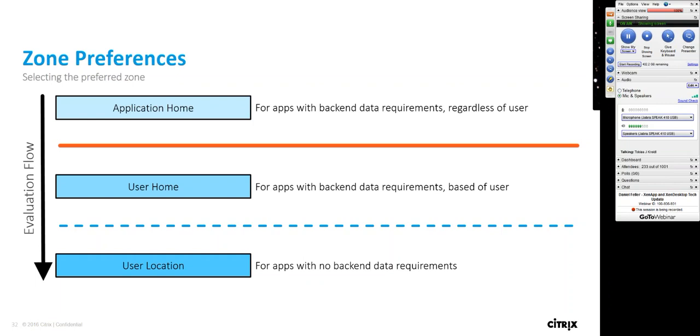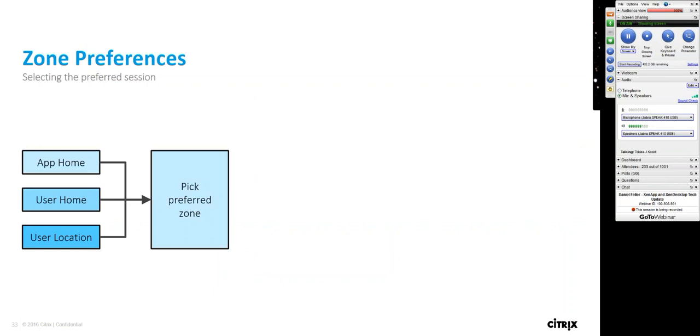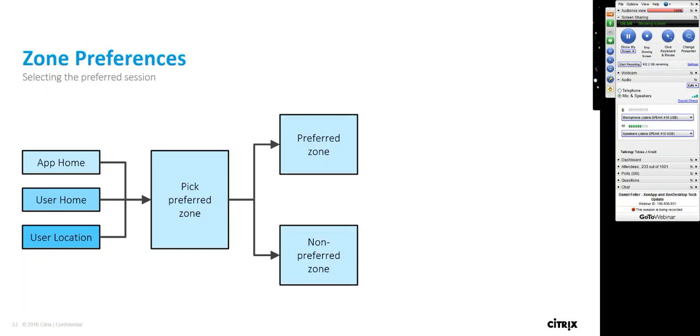It's not going to then look at the user home and try to figure out, okay, where do I want to use this? So if you look at the flow of how this works, we have an app home, a user home, and a user location. One of these is going to help us pick our preferred zone. Now, once we've figured out a preferred zone, we have preferred and non-preferred zones for this particular resource.